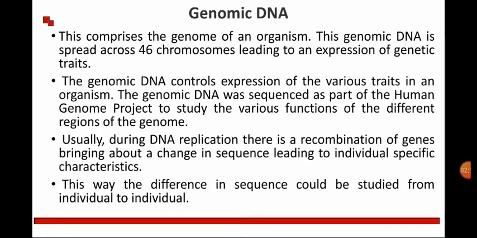So where it takes place, those two sequences have at least some similarities. The first one is genomic DNA. Genomic DNA comprises the genome of an organism. This genomic DNA is spread across the chromosomes, leading to expression of genetic traits. The genomic DNA controls expression of various traits in an organism. So it contains the information of all genetic material of the whole plant.